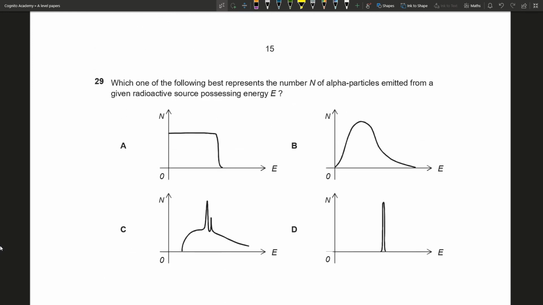Question 29. Which one of the following best represents the number n of alpha particles emitted from a radioactive source possessing energy E? So alpha particles emitted means this is alpha radiation. What we can tell from alpha radiation is that we have a radioactive substance X, and then it decays into its daughter nucleus plus an alpha particle, which is actually helium-4. Let's say this X has original mass number m and proton number p. Y will have m minus 4 and proton number p minus 2.